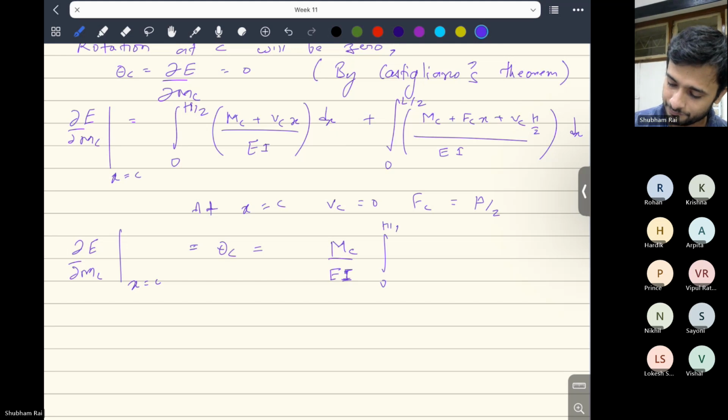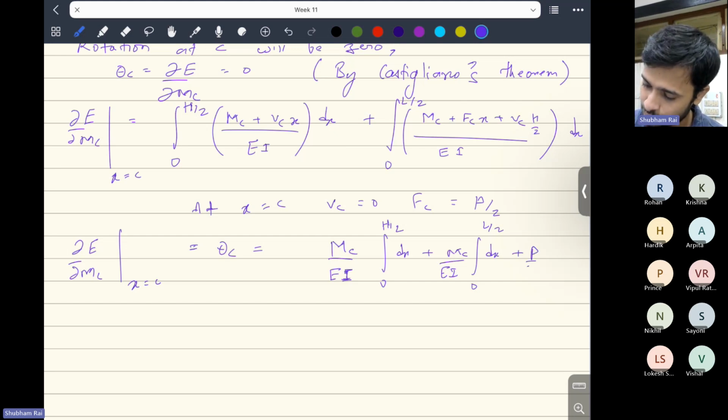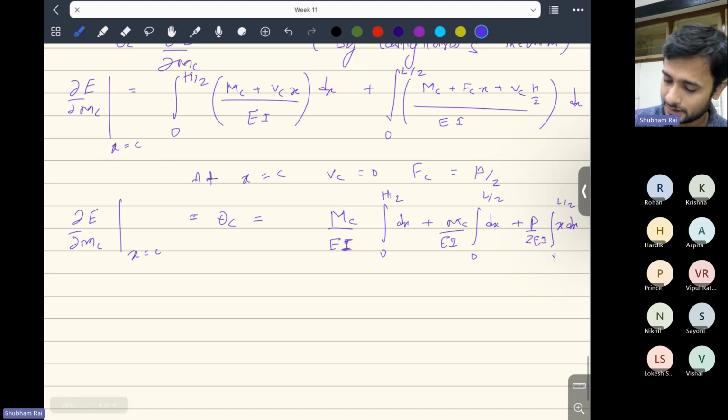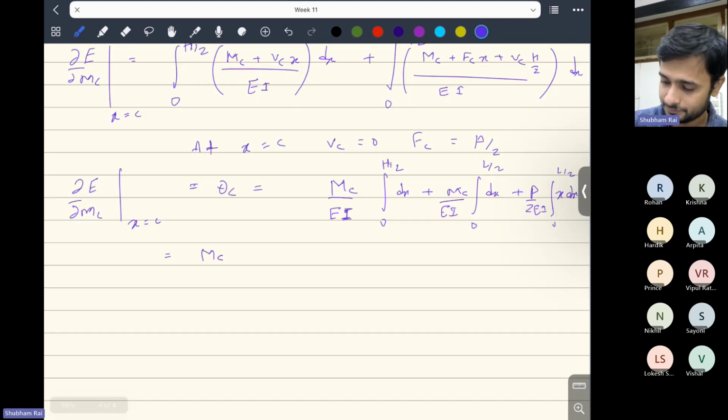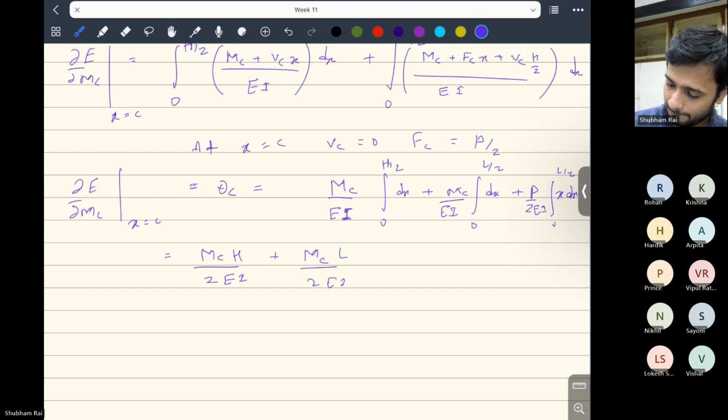So you will be left with 0 to L by 2 and dx, plus, if you now substitute, you will get finally MC over EI, 0 to L by 2 into dx, plus FC is P by 2, so P by 2EI, x dx, right? And the last part will be 0 because VC will be 0, and 0 to L by 2. So if you do that, you will get MC L by 2EI plus MC H by 2EI plus PL square by 8EI, right?